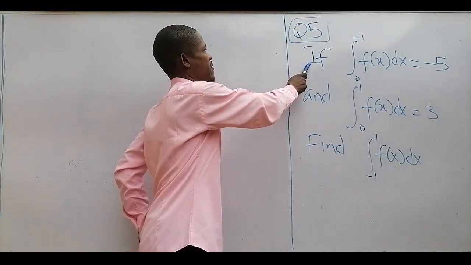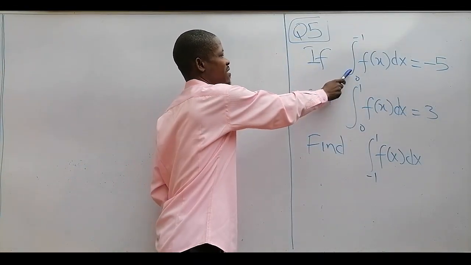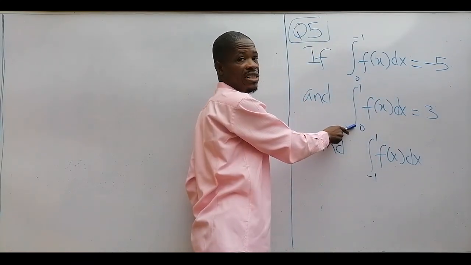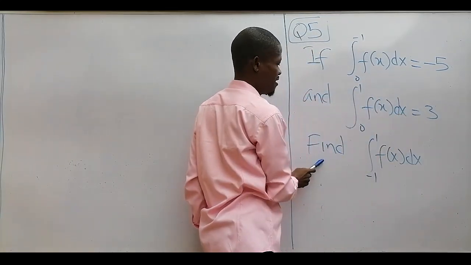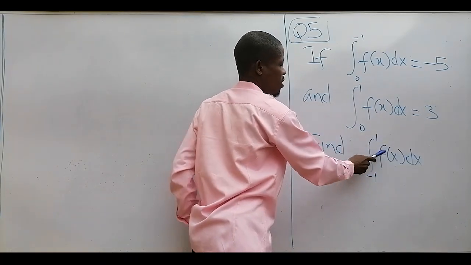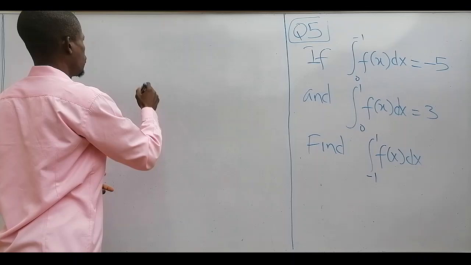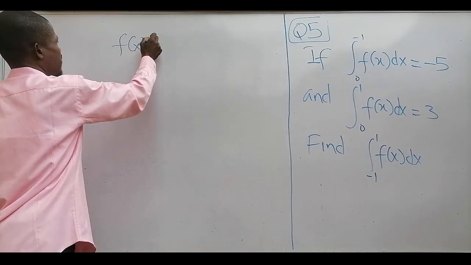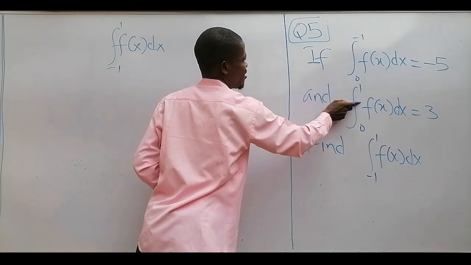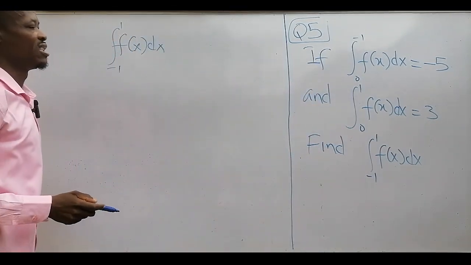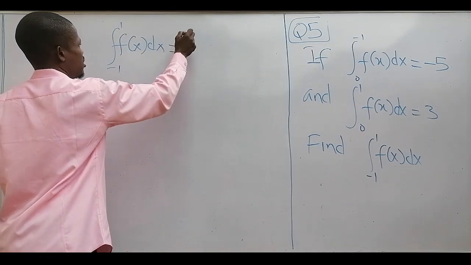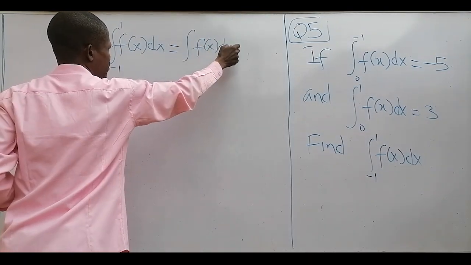Question 5. If this definite integral is equal to minus 5 and this definite integral also is 3, find this value, the integral of f of x dx from minus 1 to 1. So what we are going to do is to find a way of combining the given information together, and this will be equal to the integral of f of x dx.